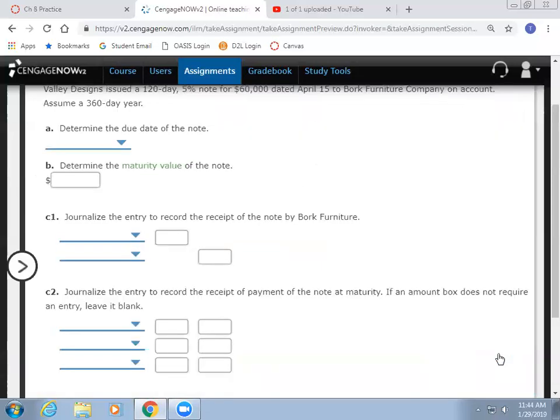Okay. So before we move on to notes, are there any questions about uncollectible accounts at all? The direct write-off method, percent of sales, aging? Anything so far? Okay.